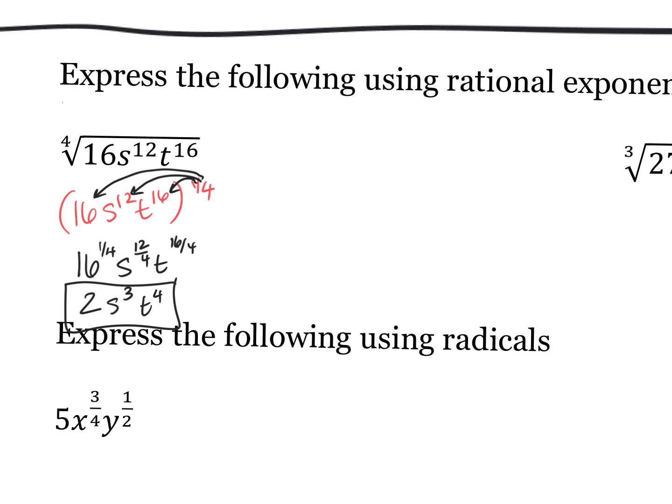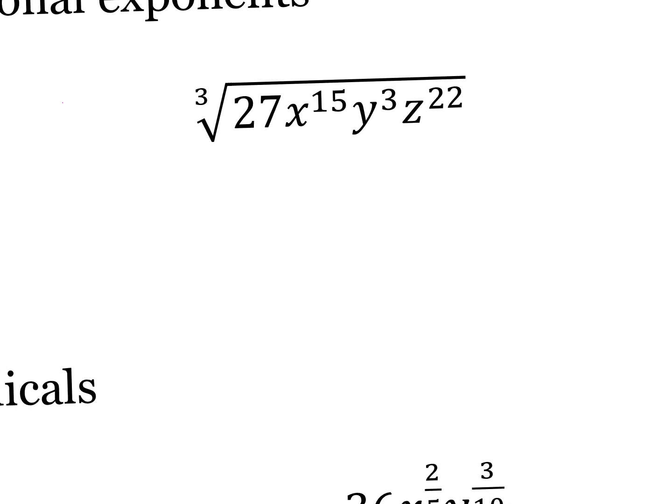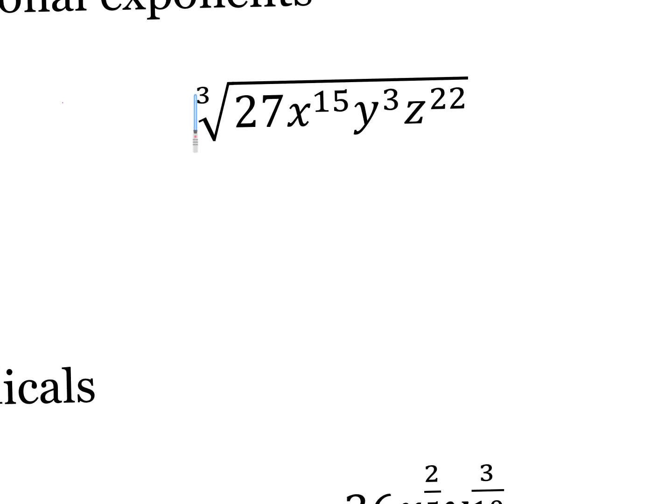Okay, let's try that again. Could I break these apart? What's the cube root of 27? 3. The cube root of x to the 15. 15 divided by 3 is 5. Y to the first. Z to the 22/3. You can totally leave it like that.